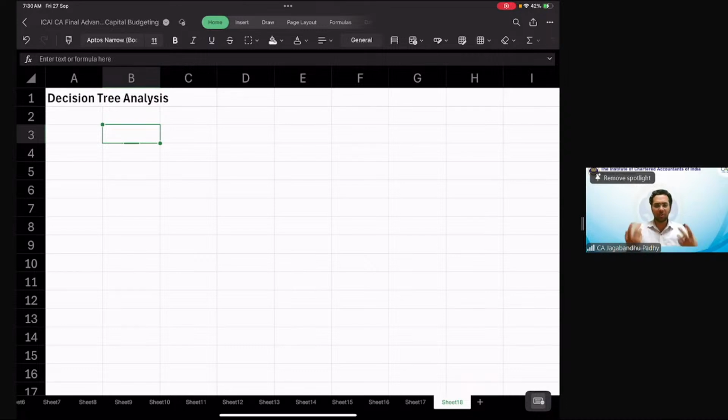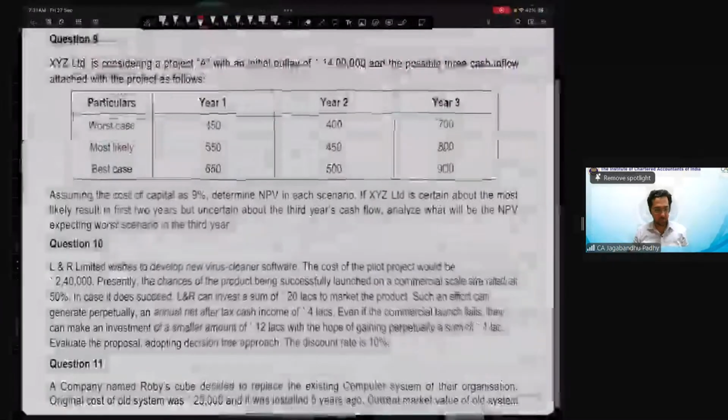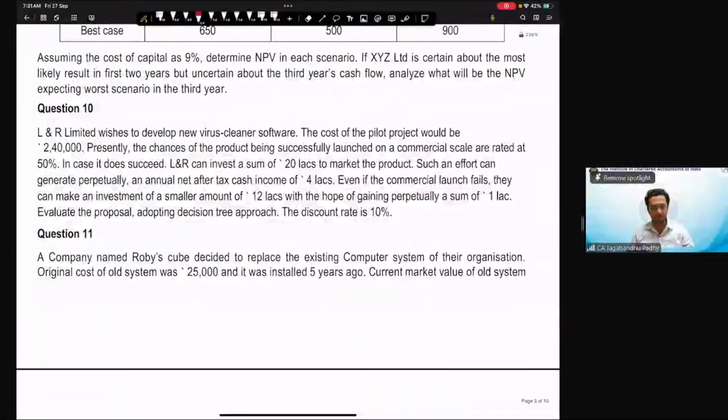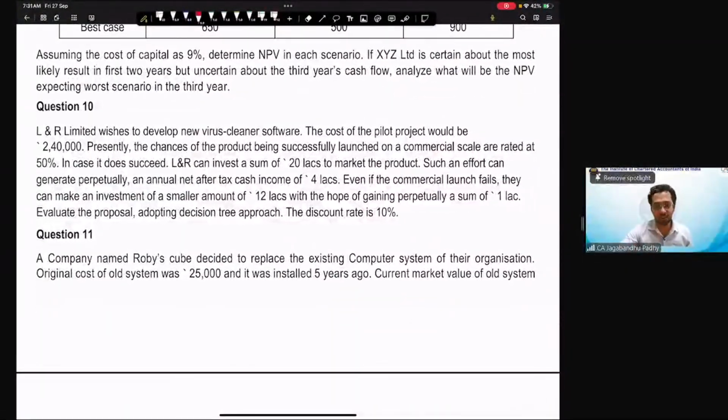Now, the more I talk about it, the more confusing it will become. It is rather better to look at this analysis with the help of a practical example. Okay, so let's get started with question number 10 to essentially understand what a decision tree would literally look like. Okay, so let's look at this question. L&R Limited wishes to develop new virus cleaner software. Okay, so we are trying to develop a new virus cleaner software.